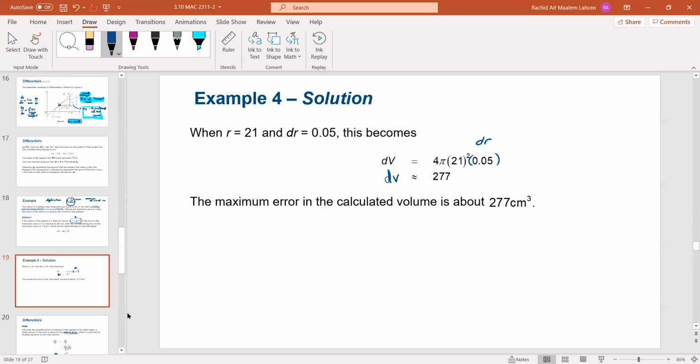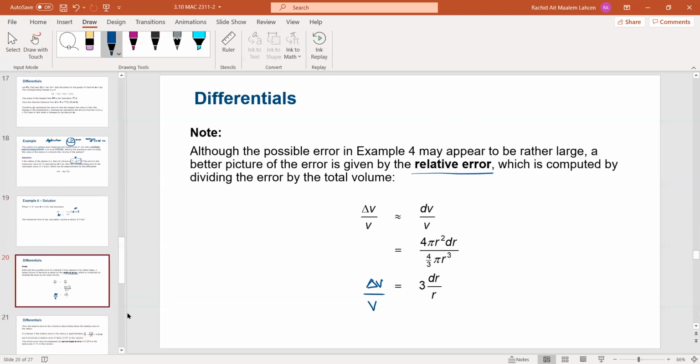So now, is this a huge problem or not? That's a question that we need to answer. One thing that is done in engineering and other places is to compare the error with the actual thing, which is called the relative error. So in the relative error, we compare that error with the actual volume, and see that kind of proportion, or that ratio.